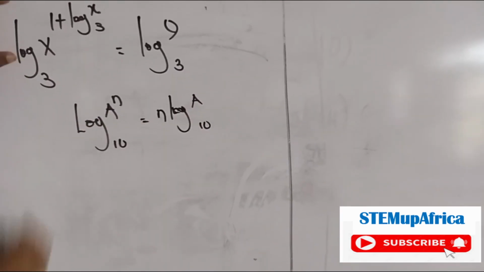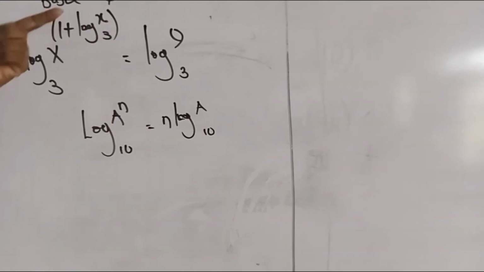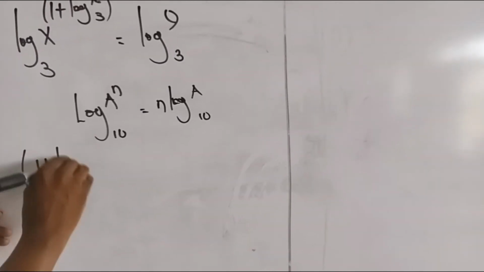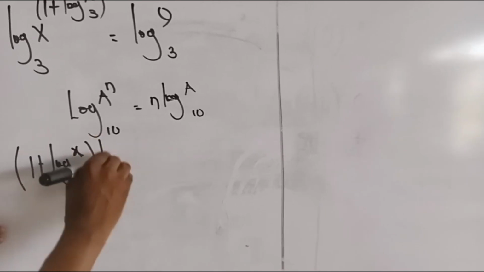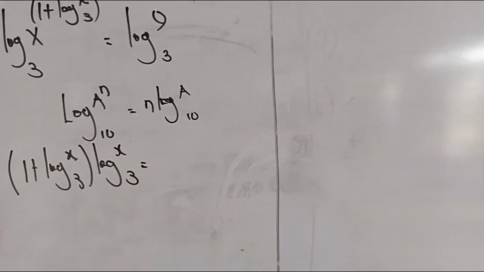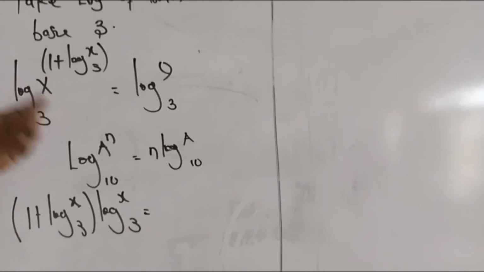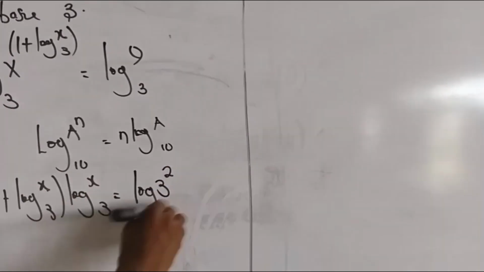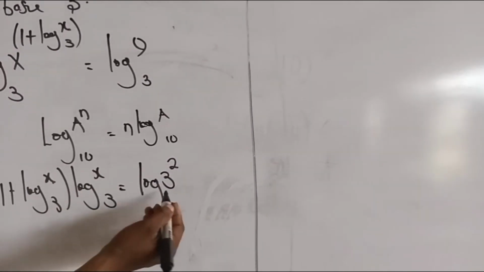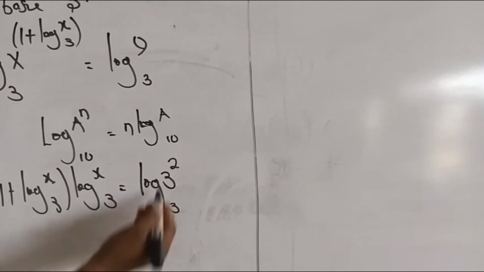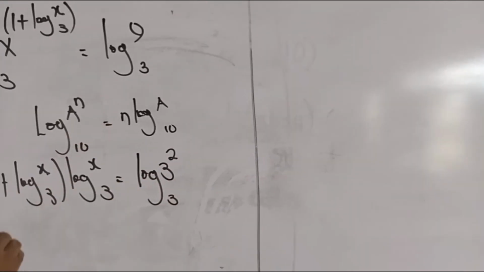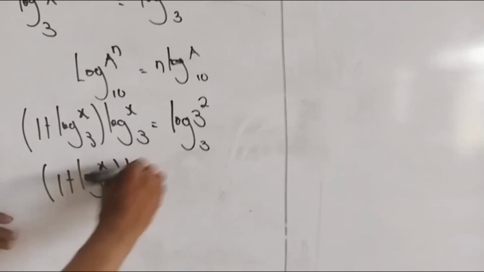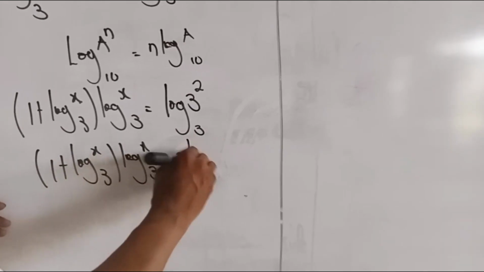So let's bring the idea here. That means this is not the power; 1 plus log x in base 3 is the power. That means it can come back to give us 1 plus log x in base 3, times log x in base 3, equals, as we said earlier, 3 is a factor of 9. So I will write this as log 3 raised to the power 2 in base 3. Here we go again: base and power, and the power is having another power. That power can come back according to this law. So I'm having 1 plus log x in base 3, times log x in base 3, equals 2 log 3 in base 3.